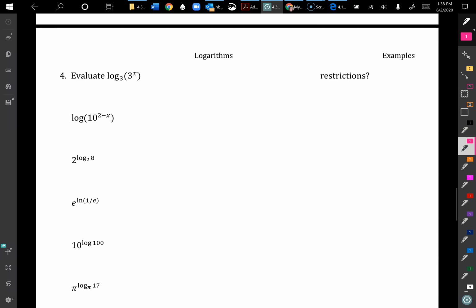So here we have evaluate log base 3 of 3 to the x. And that equals x, right? Because remember, we have this property that log base 3 of 3 is going to equal 1, right? So then that just leaves us with x. And is that true for all real numbers? In this case, yes. So this is x. It's an element of all real numbers. So we're going to start stating the domain when we're solving for x.